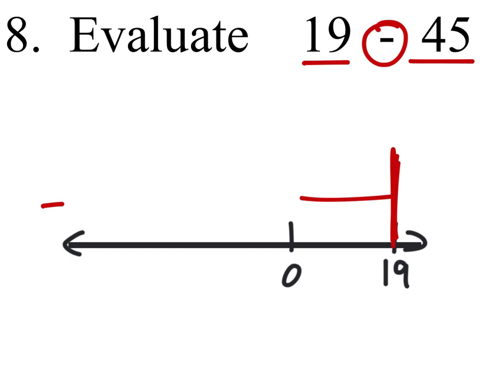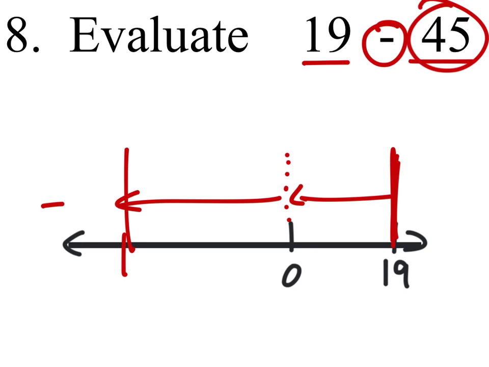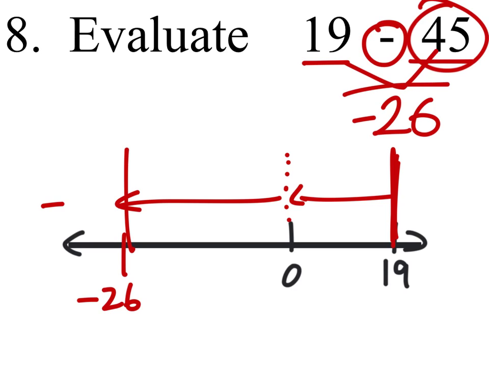So 19 of those are taken up just by going to 0 here. So if we go 19 to the left, how many more are left from this 45? And that would be 26 more to the left, which would take us to negative 26. So evaluating this, combining these two, gives us a negative 26.